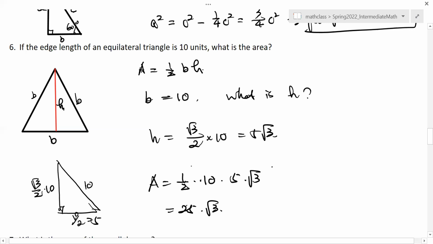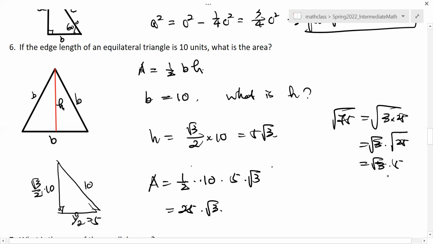Okay, that will be the answer. Yes, so the height is the square root of 75, but it's simplified. The square root of 75 is going to be the square root of 3 times 25, and that is going to be 5 times square root of 3.